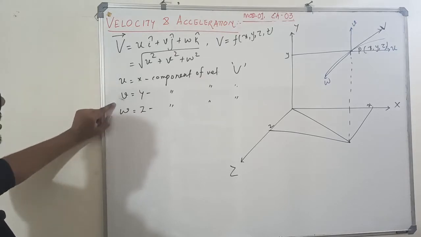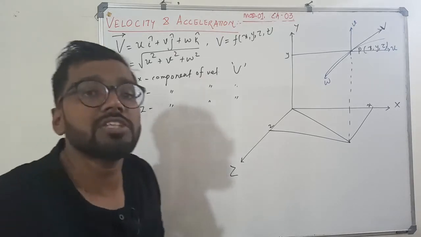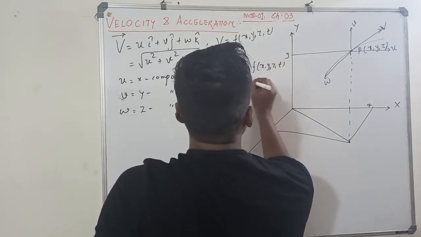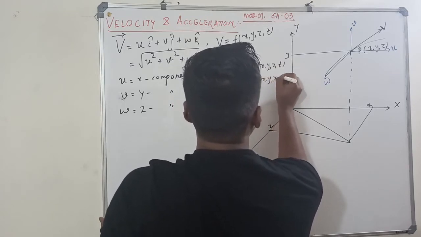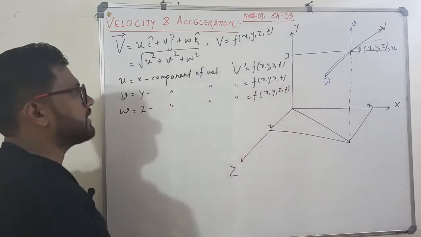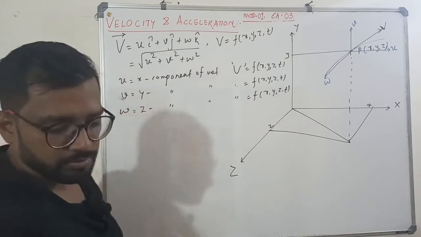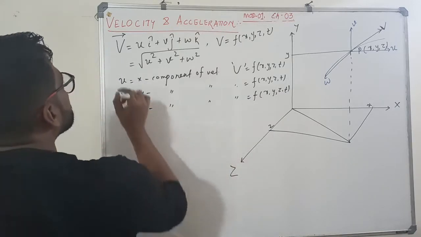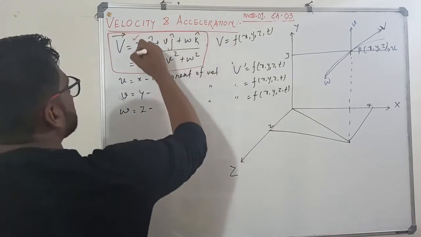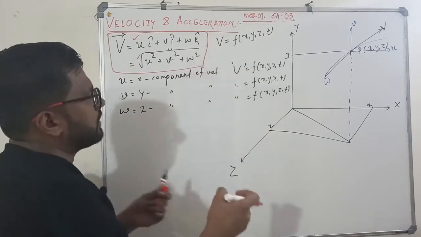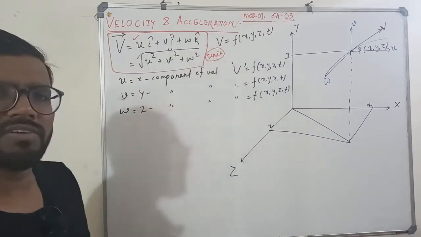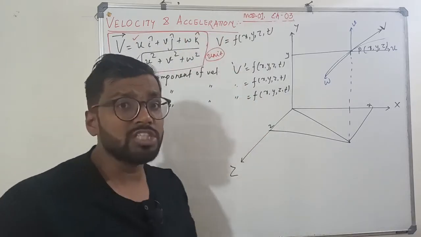That means u, v, w are also functions of space and time. u is also a function of space and time, v is also a function of space and time, and w is also a function of space and time. Understood? So this is how you represent your velocity vector or velocity field variable, its magnitude and the vector field. Whatever unit is given, the same unit only we will write. For the time being we are taking the velocity unit as meter per second.